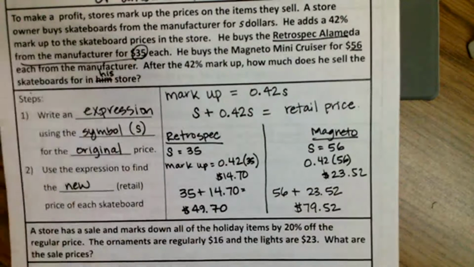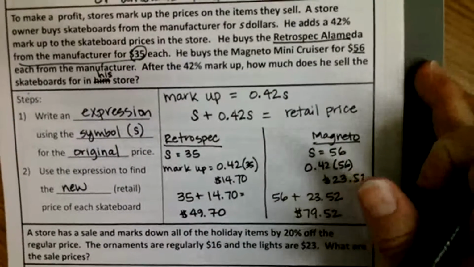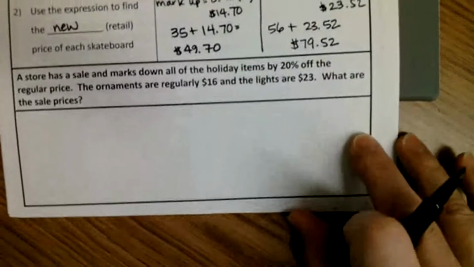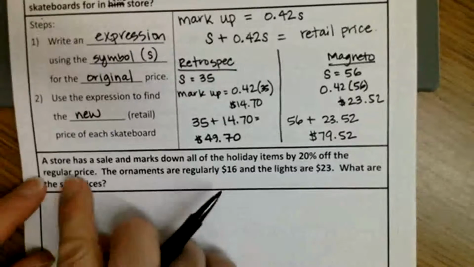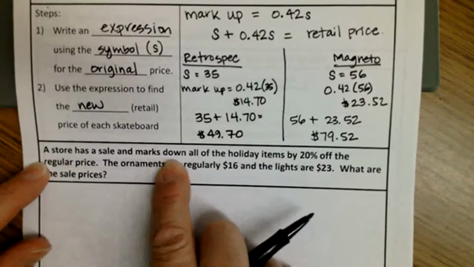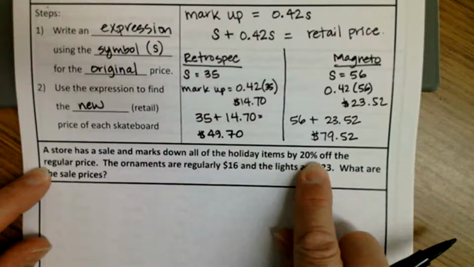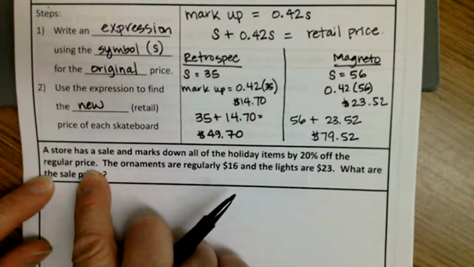Okay? Now let's do a sale price. So basically when you have a sale, you also have to take a percentage of the price and subtract it from the original price. Okay, so let's look at this. A store has a sale and the store marks down all of the holiday items by 20%. So you're going to take 20% off of the regular price.